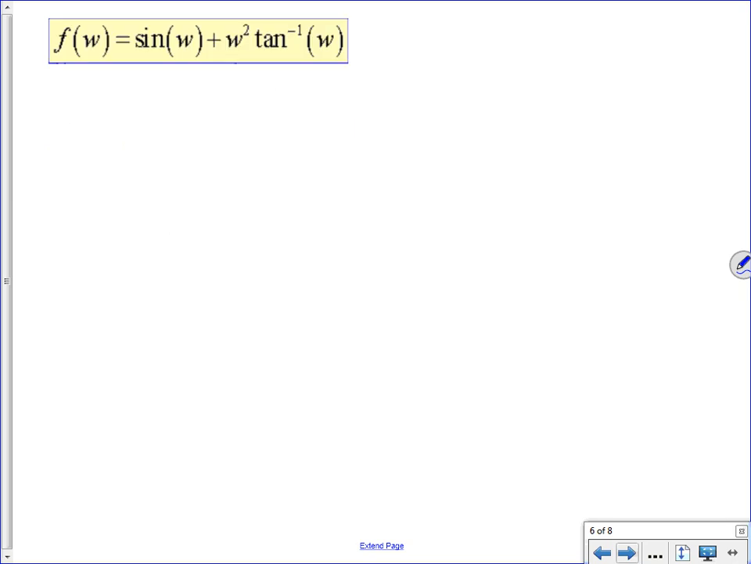All right, let's look at this example. This time we have f of w equals sine of w plus w squared times inverse tangent of w. Okay, so this is going to require the product rule because we are multiplying two functions. Okay, w squared is not just a constant. But we also have a sum, so we are going to differentiate each term.